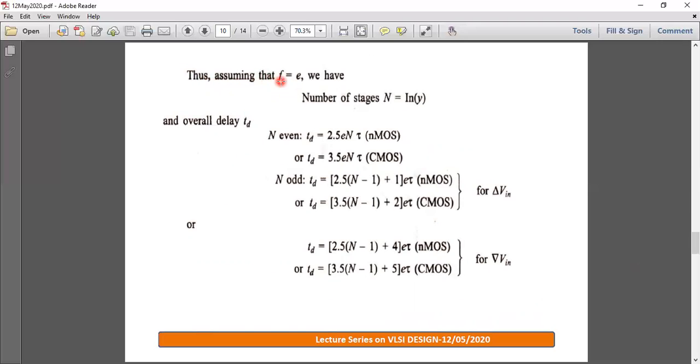Thus, assuming F is E, then number of stages is Ln of Y, and if N is even, then delay is 2.5 times E n tau for NMOS, 3.5 times E n tau for CMOS. And these are the expressions for delay if N is odd.